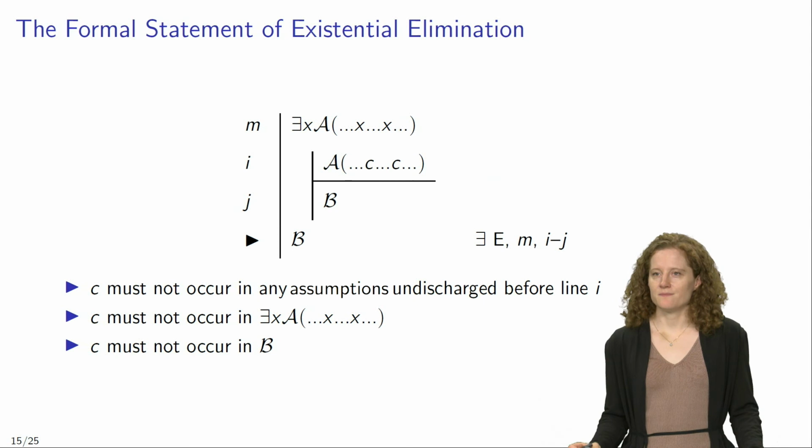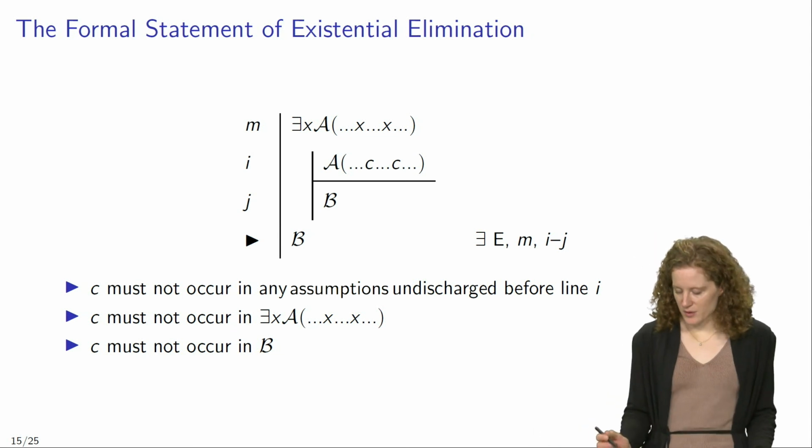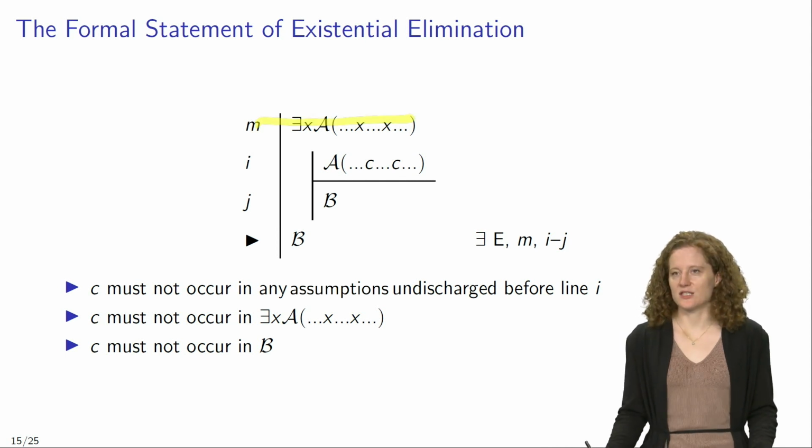So formally, this rule looks like this. Suppose that in line M of your proof, you have an existentially quantified sentence. There is an x such that A(x).